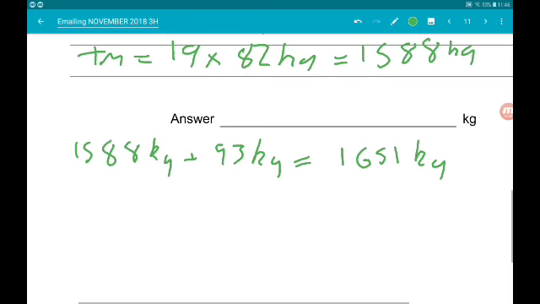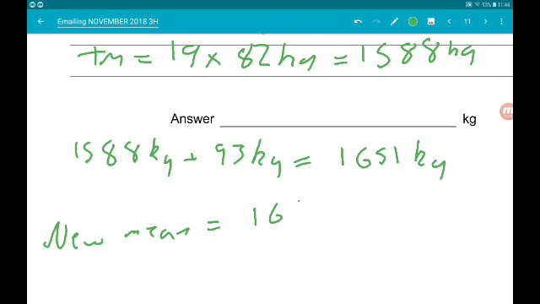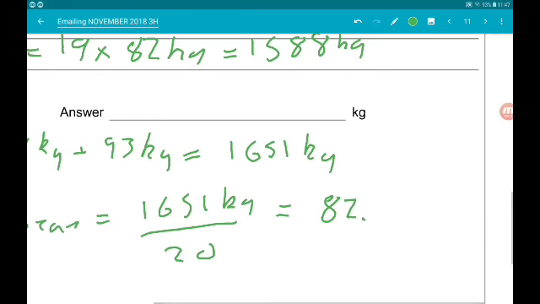So the new mean is this new total, so 1651 divided by, remember now there's another member of the squad, so there's now 20 of them, and that is going to give us 82.55 kilograms. Cool.